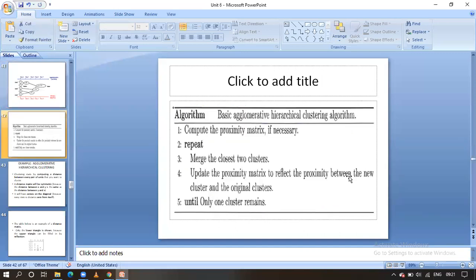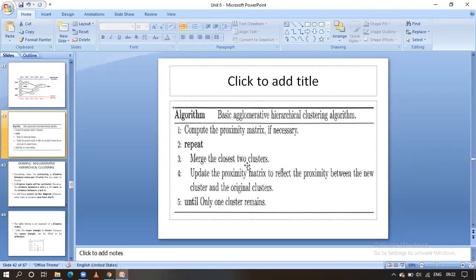Here is the agglomerative hierarchical clustering algorithm. The first and foremost step is the preparation of the proximity matrix or distance matrix. A proximity matrix or distance matrix is a matrix containing all the objects, where the distance from each object to every other object is specified. The next step is to merge the closest two clusters. If any two clusters are very near, we merge them.